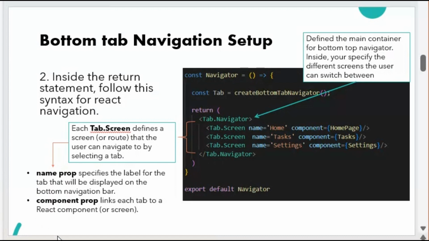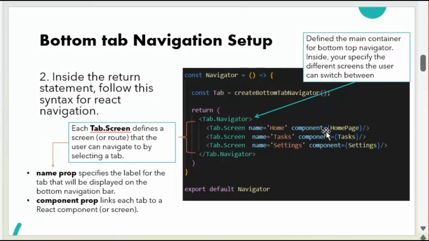So, ito yung mga properties ni Tab.Screen. So, we have name and we have the component property. The name property specifies the label of the tab that will be displayed on the bottom navigation bar. So, etong name property, kung anong nilagay mo na value dyan, makikita natin yan sa application. It will be rendered. Yung component property naman links each tab to a React component or screen.